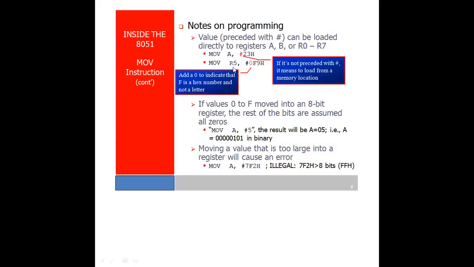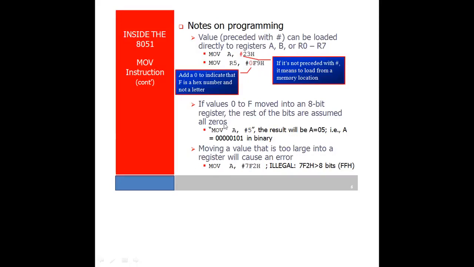The next instruction is MOV R5, comma, hash 0F9. This 0 indicates it is a hex number. If it is a hex number, it is not a letter. If instead we write F9 without the 0, F will be treated as a letter, so it is not a valid instruction. Whenever the 0 precedes the value F9, it will be treated as the data F9, and F will be treated as a hex digit. It is not a letter.